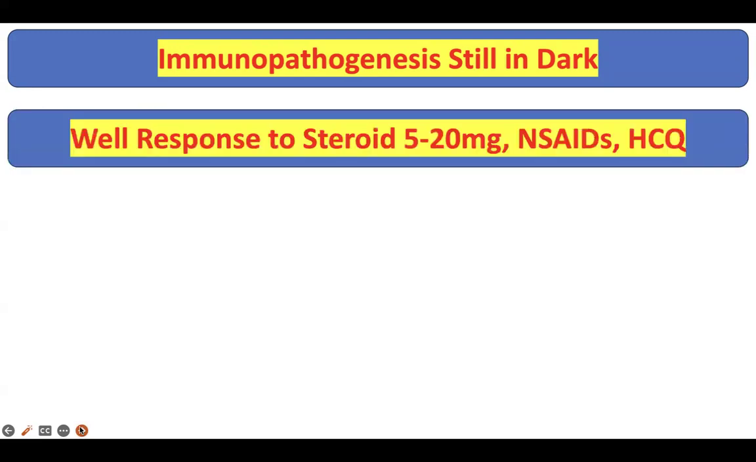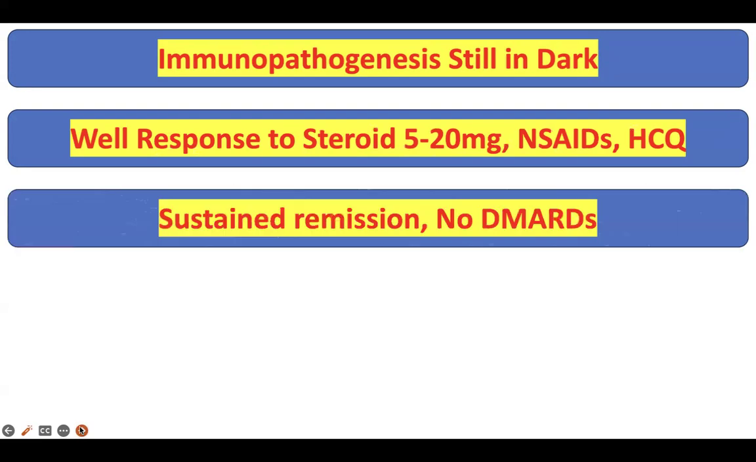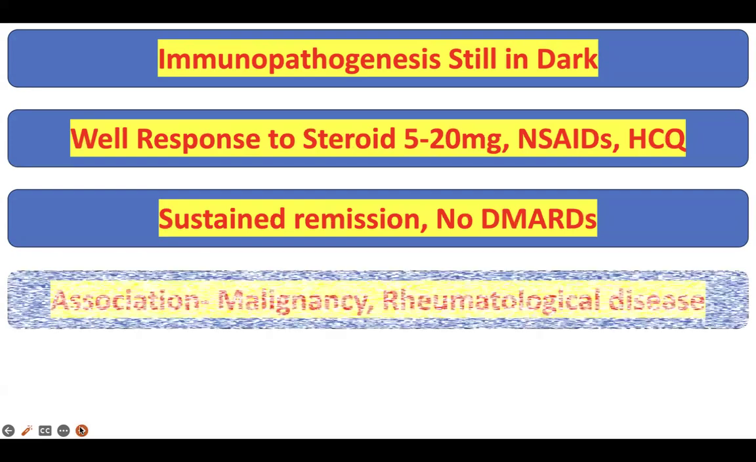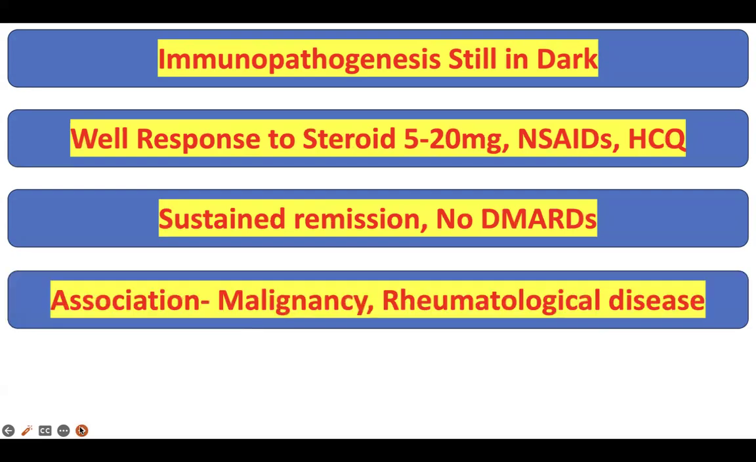There is a significant response whenever you give a steroid, particularly 5 to 20 milligrams. There's some role of NSAIDs as well as hydroxychloroquine, but conventional DMARDs have no role in this condition. There is sustained remission when giving steroid, particularly 5 to 20 milligrams. The issue is that when you suspect this condition, malignancy can be associated in a significant number of cases. In one study, almost 54% of cases had a significant association with malignancy. So we need to exclude malignancy in this case.